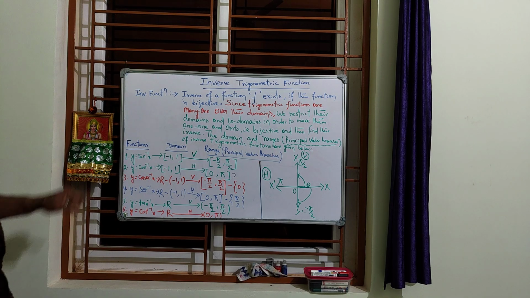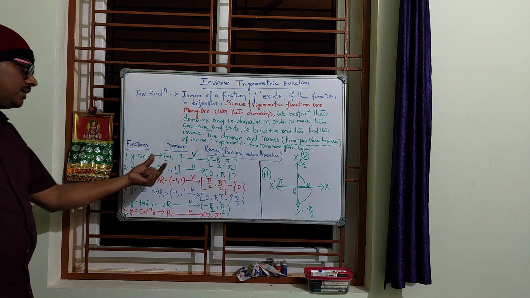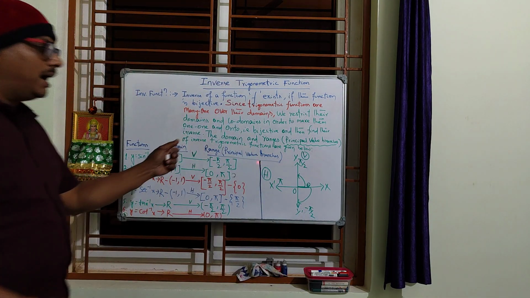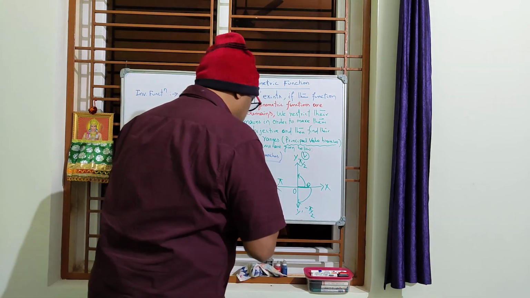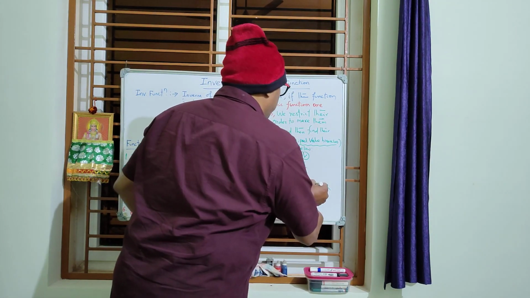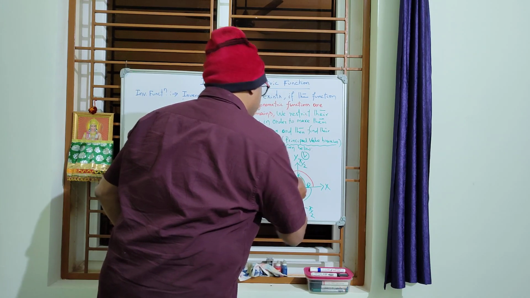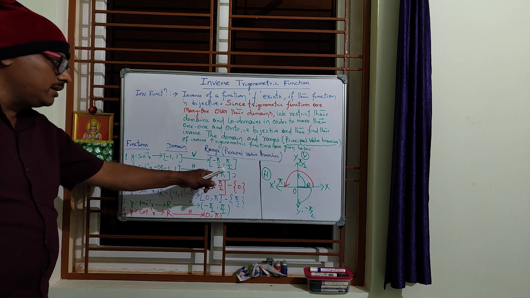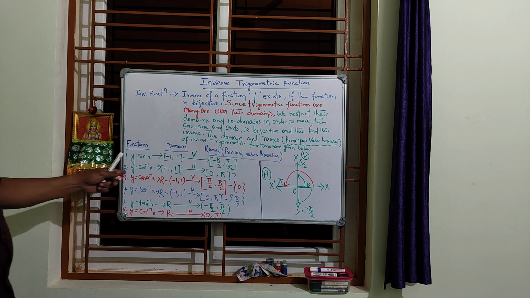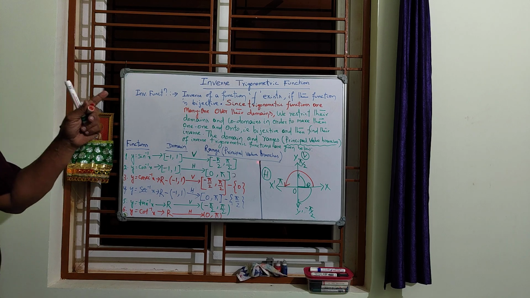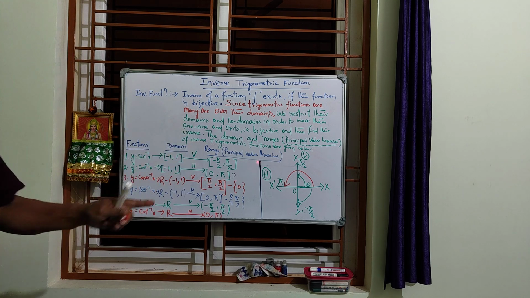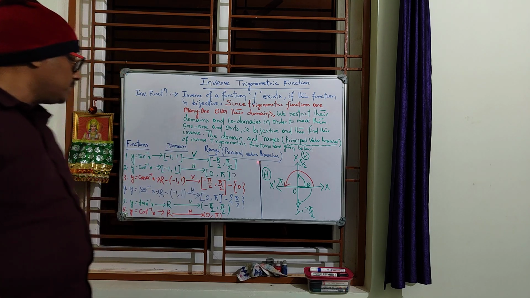Remember, for cos inverse x, the range will be horizontal. Horizontal means x-axis, 0 to pi. From 0 in the positive direction, to pi. That is horizontal. 0 is included, pi is also included. Whatever value of the principal value branch of cos inverse x we calculate, that value must lie between 0 and pi.